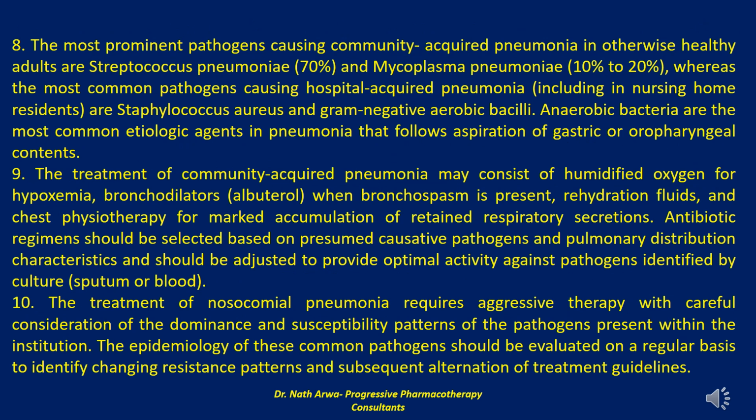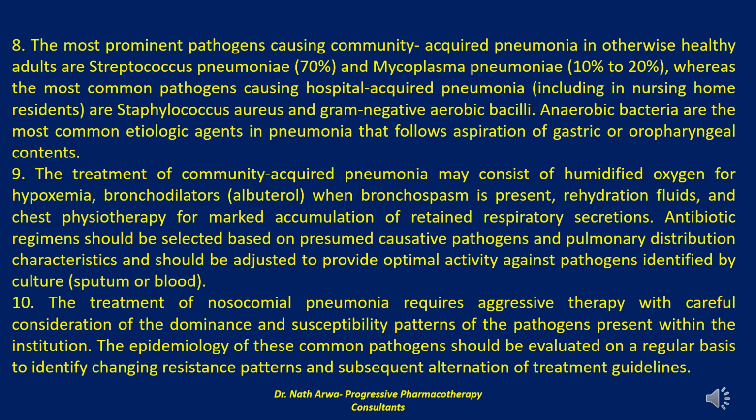8. The most prominent pathogens causing community-acquired pneumonia in otherwise healthy adults are Streptococcus pneumoniae (70%) and Mycoplasma pneumoniae (10% to 20%), whereas the most common pathogens causing hospital-acquired pneumonia, including in nursing home residents, are Staphylococcus aureus and gram-negative aerobic bacilli. Anaerobic bacteria are the most common etiologic agents in pneumonia that follows aspiration of gastric or oropharyngeal contents.